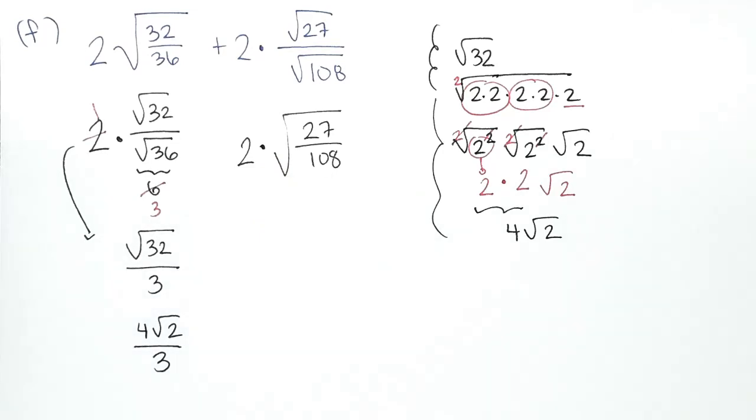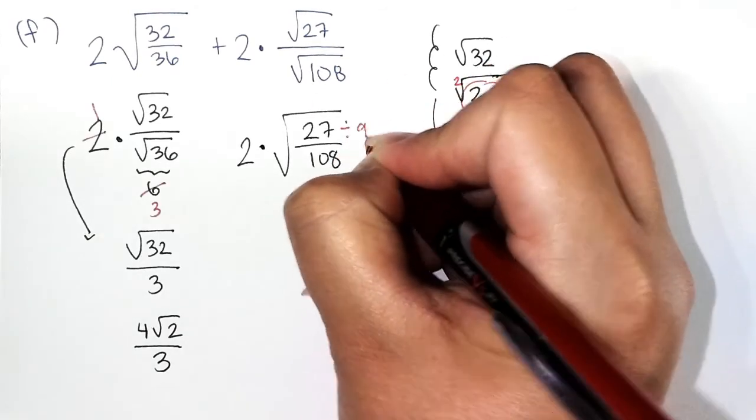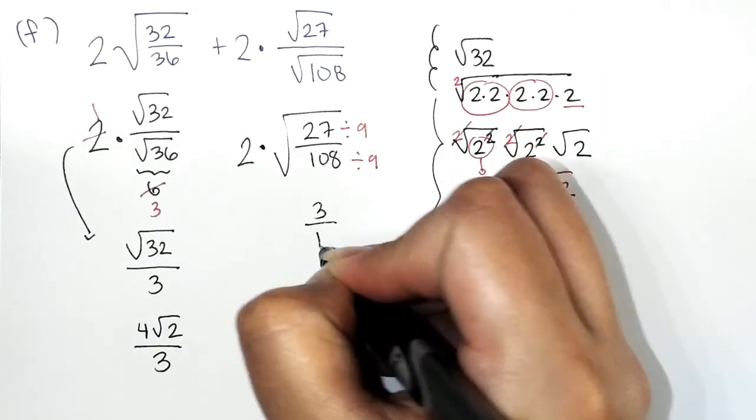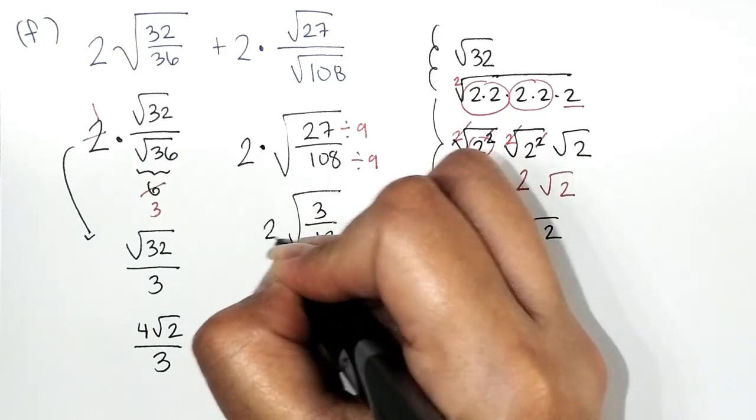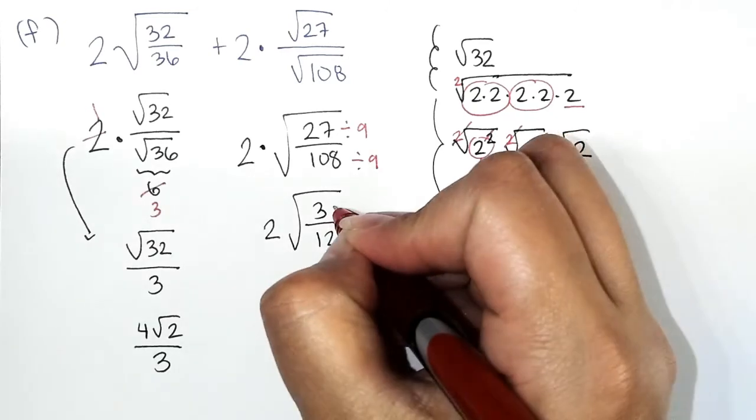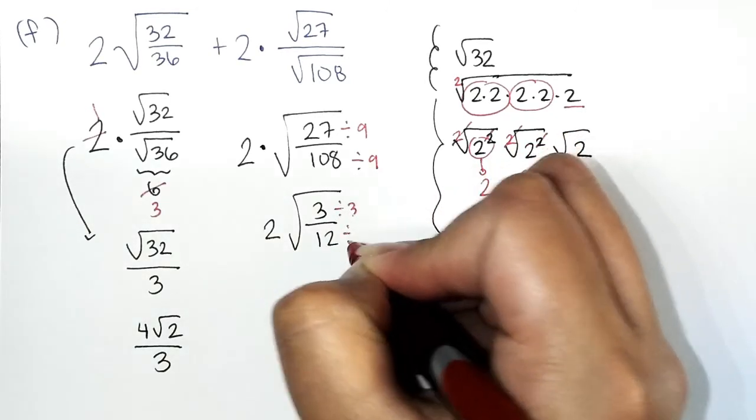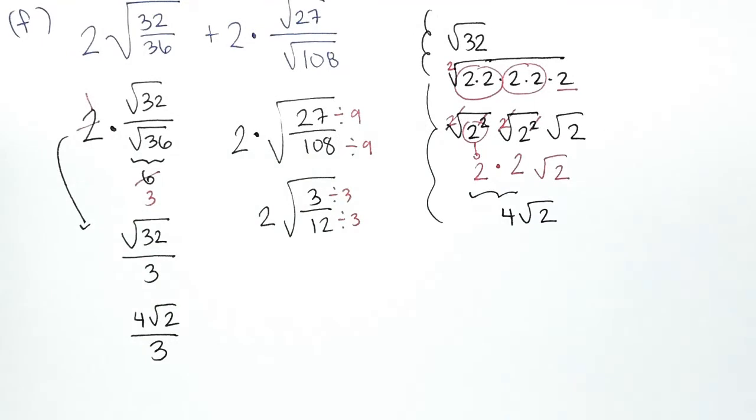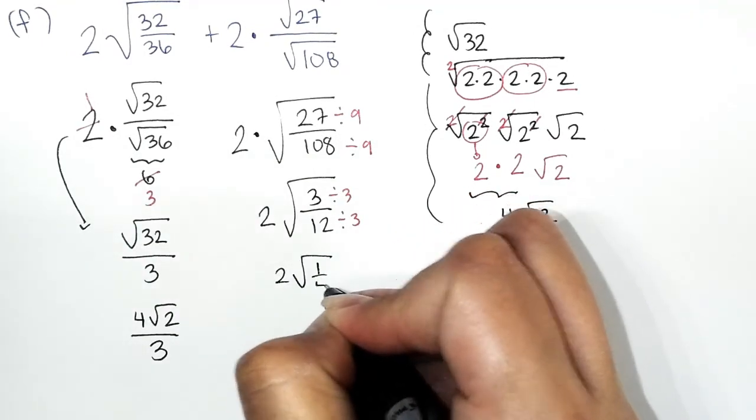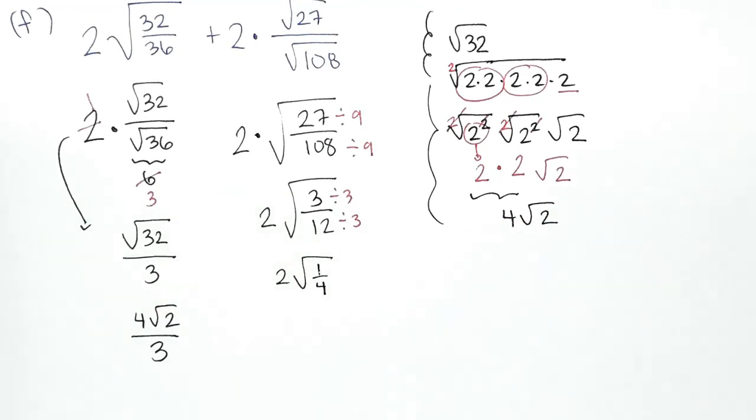Let's go ahead and reduce this however we can. 27 and 108 I believe have a common factor of 9. Hopefully I know my 9's times tables. When we divide by 9, that will leave us with 3 over 12. But we can still keep reducing. 3 and 12 have a common factor of 3. When we reduce by 3, that will leave us with 1 over 4. I would rather work with 1 over 4 any day versus 27 and 108.